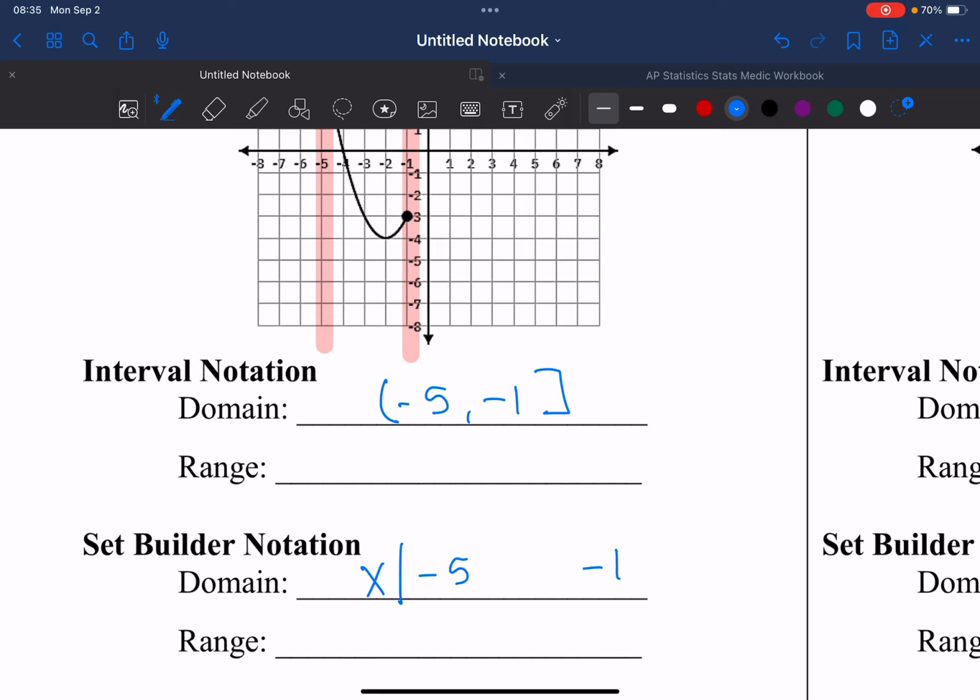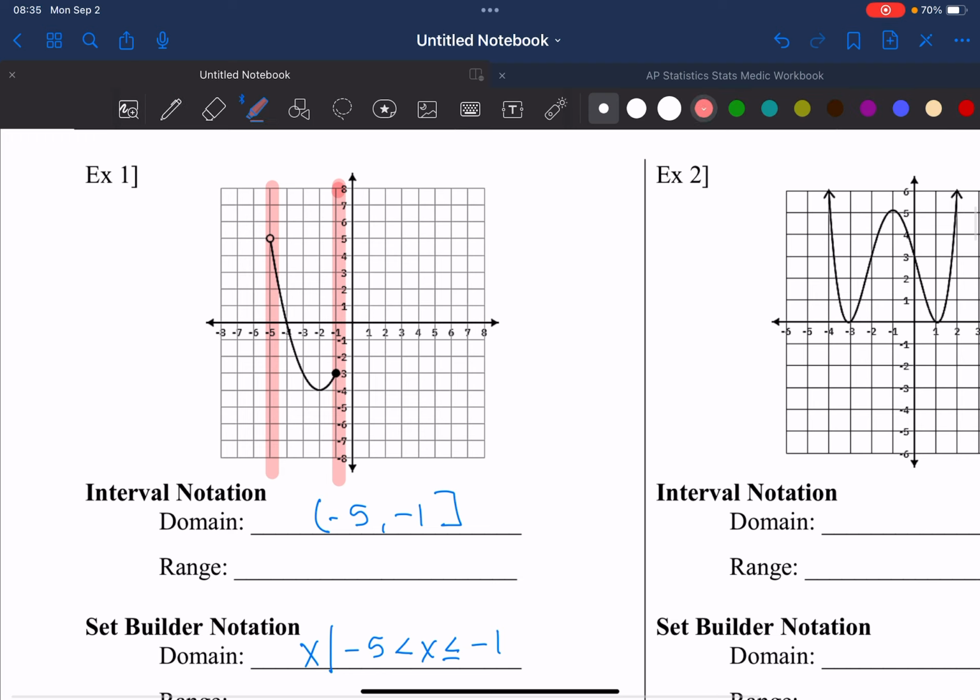We know our x is between those 2 numbers, and then to determine if we're using less than or equal to depends on the parenthesis or the bracket. So since there's a parenthesis on a -5, we're going to be using less than, because that means it's not included. And then on the -1, we have a bracket, so we're going to use less than or equal to, which means that value of -1 is included.